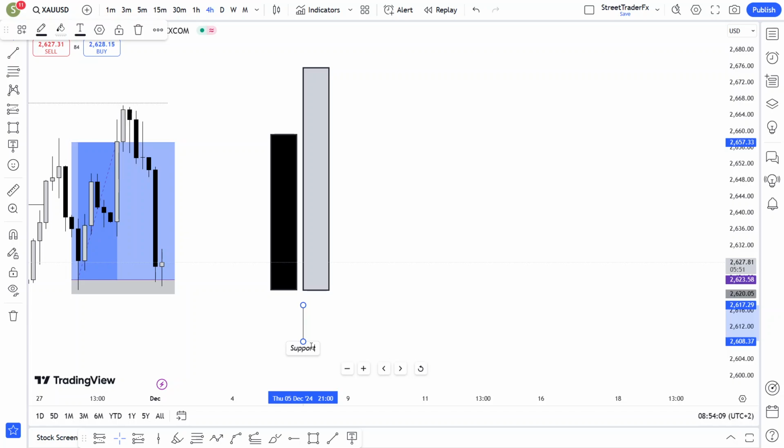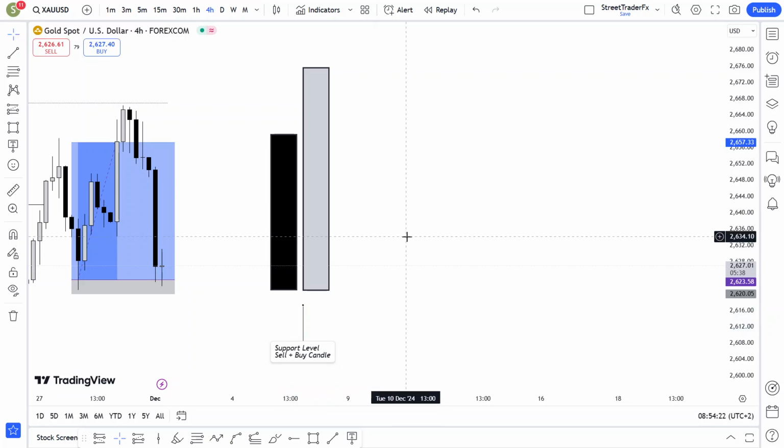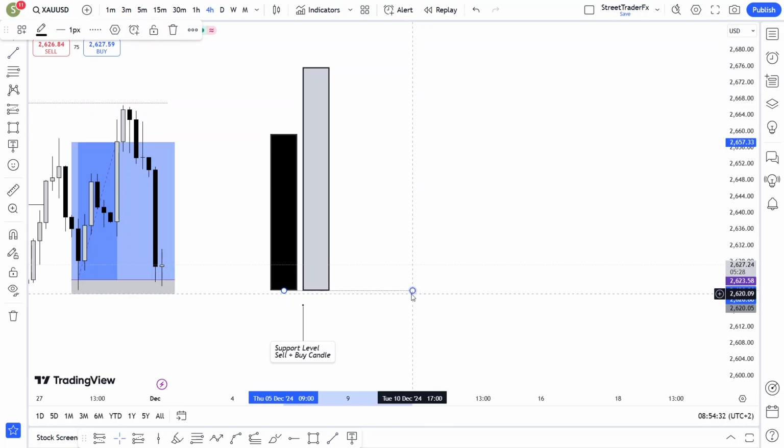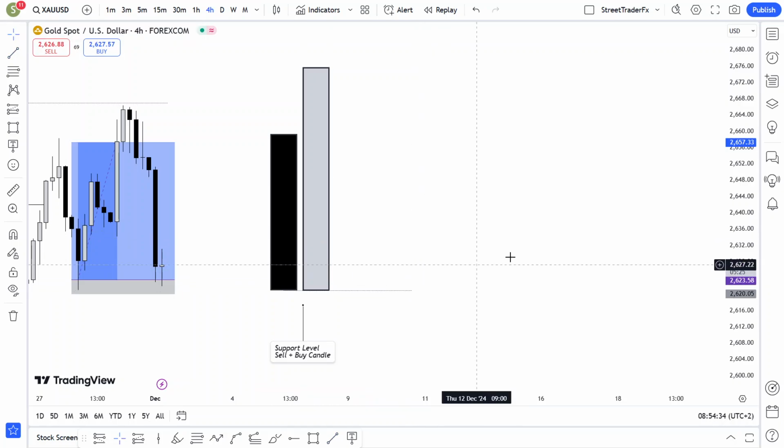There's a support level which is formed by a sell plus a buy candle. This is how a support level is formed. Another thing to keep in mind is that when you're marking your support level, you mark it based on the first candle, which is the bearish candle in this case.